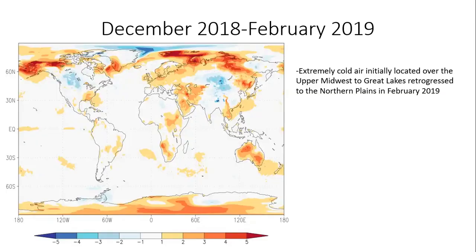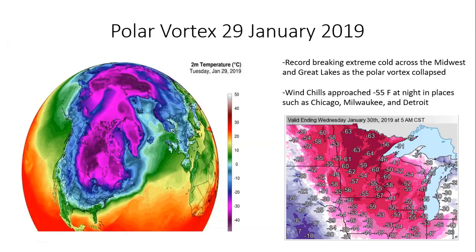December 2018 to February 2019, extremely cold air, initially located over the upper Midwest to Great Lakes. It generally retrogressed back, moved back westward toward the northern plains in February 2019. This was a very disappointing winter for the mid-Atlantic states. Very mild. I don't remember any snow in this particular winter, actually.